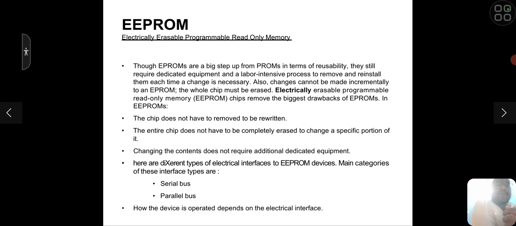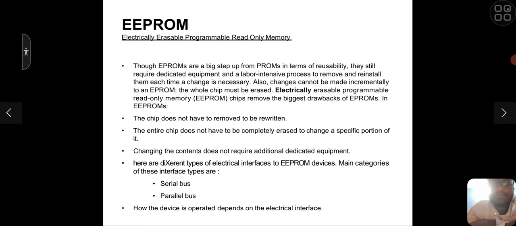Even though EPROMs are a big step up from PROMs in terms of reusability, they still require dedicated equipment and a labor-intensive process to remove and reinstall them each time a change is necessary. Also, changes cannot be made incrementally. So we come to the EEPROM, electrically erasable programmable read-only memory, which removes the biggest drawbacks of the EPROM.